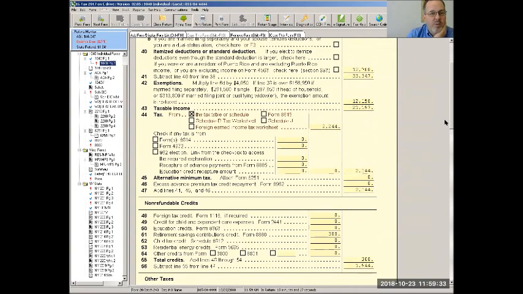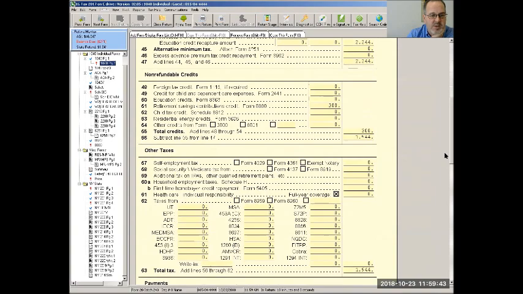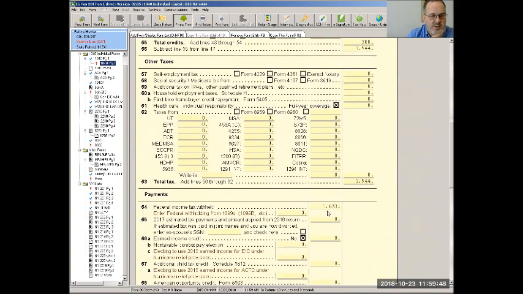Oh, that's the taxable income. What's the tax amount? 22. Line 51, the retirement credit? 300. So that should have their tax bill down to what? 1944. Okay. Federal tax withheld, line 64? 1,673. No, I have 253 now. Okay, so go back to your W-2s and check your federal withholding.